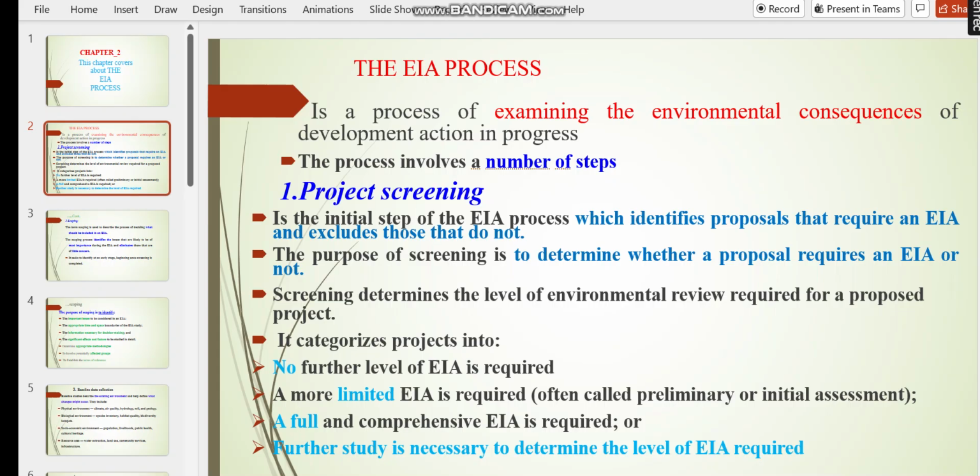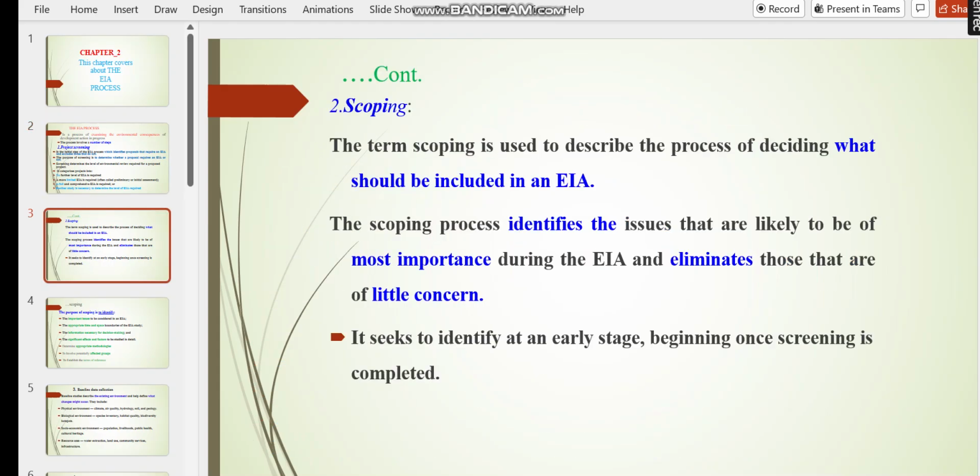Screening determines the level of environmental review required for a proposed project. This categorizes projects into: no further level of assessment is required, a more limited assessment is required, a full and comprehensive assessment is required, or a further study is necessary to determine the level of EIA required.